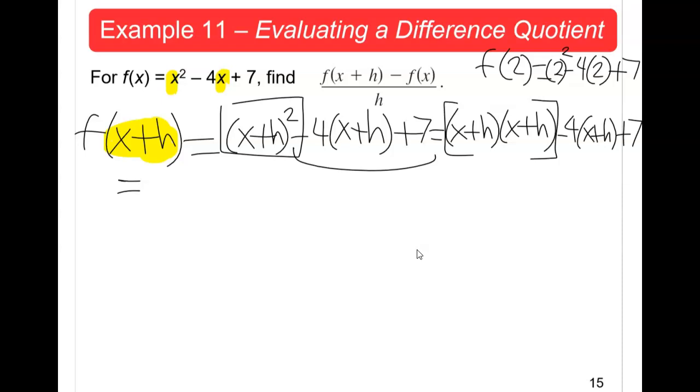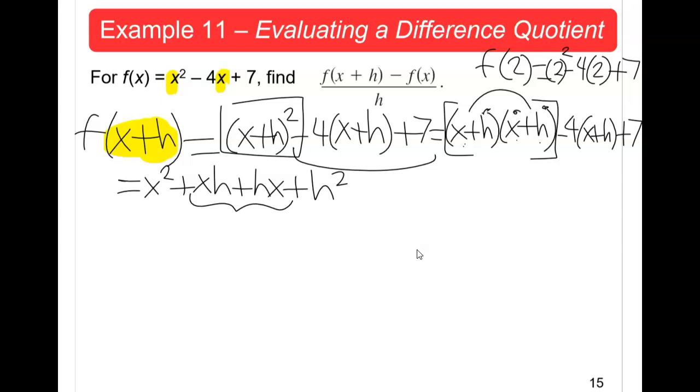So to perform this multiplication, we're going to multiply x times x. That gives me x squared. Then x times h, so that gives me xh. Then I'm going to multiply h times x, so that will give me hx. And then h times h, so that will be h squared. Now, the two here in the middle are the same.